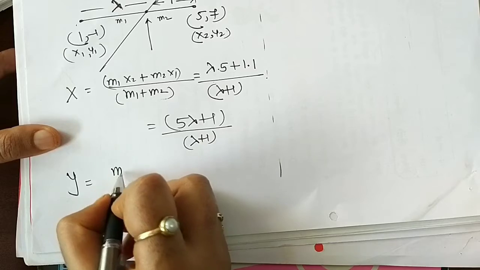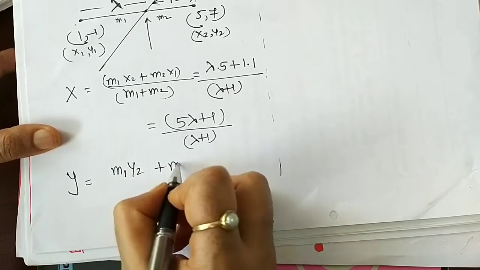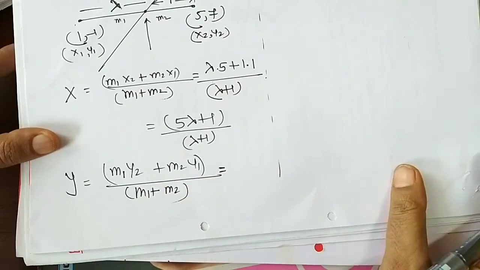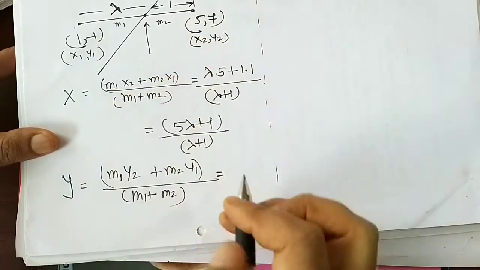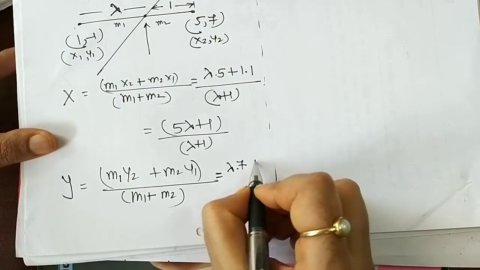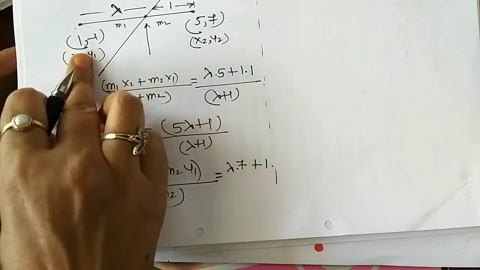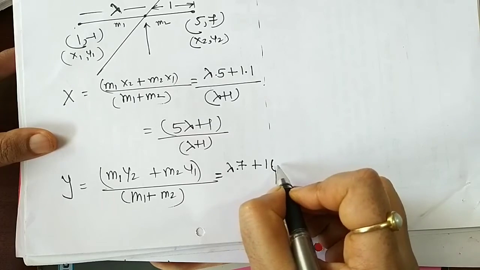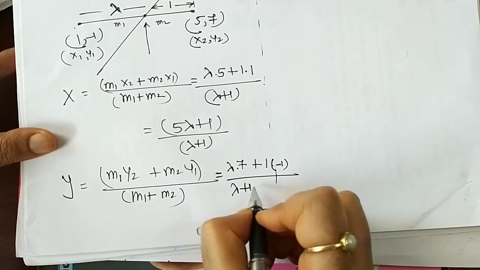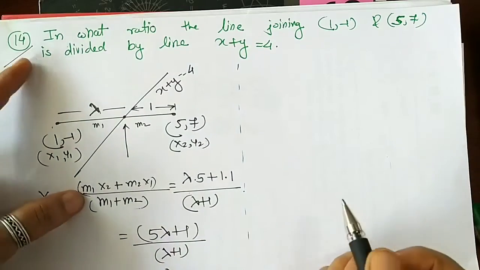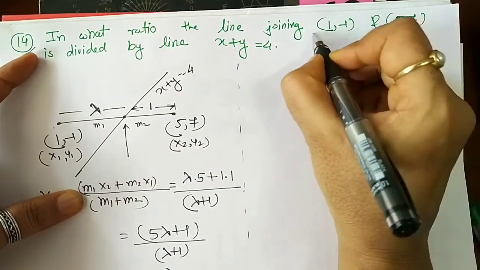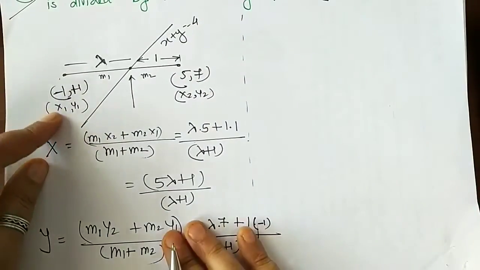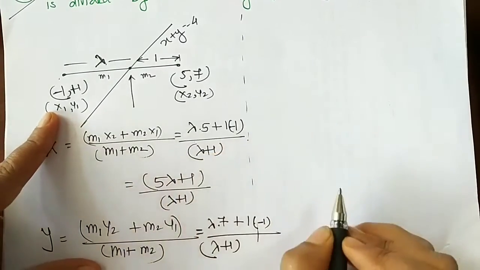And the y formula is (m1 y2 plus m2 y1) by (m1 plus m2). This is the formula, so I will use it here. m1 y2, m1 is what? Lambda times 7, plus m2 into y1, which is minus 1, divided by lambda plus 1. I'm really sorry, guys, I copied the question wrong. Actually the point is (minus 1, 1). So it will be this. The only thing is x1 is minus now. So let me just make the correction.